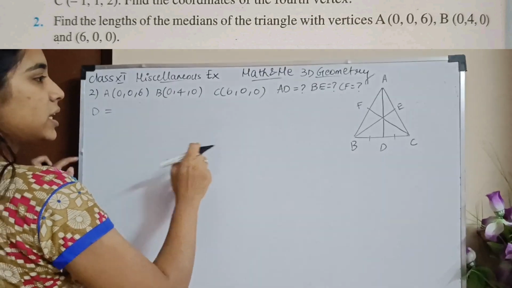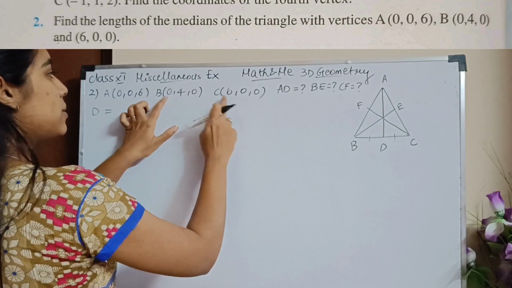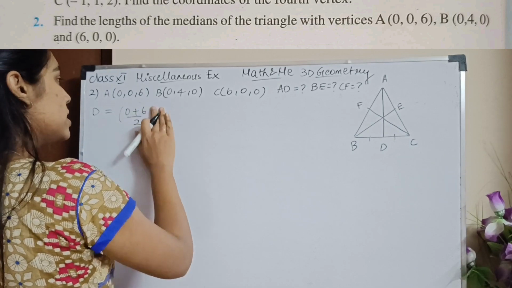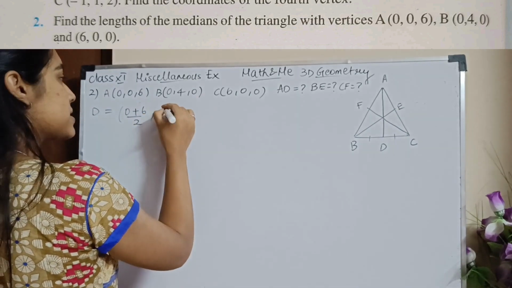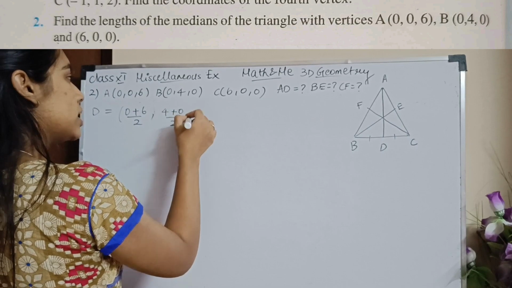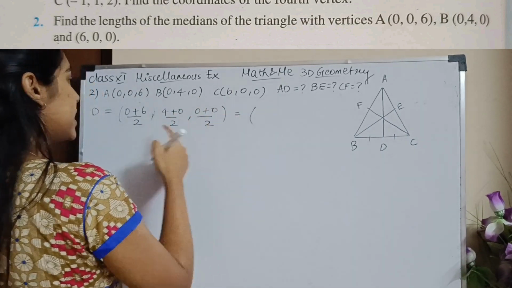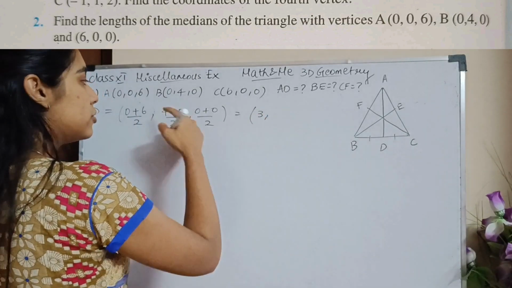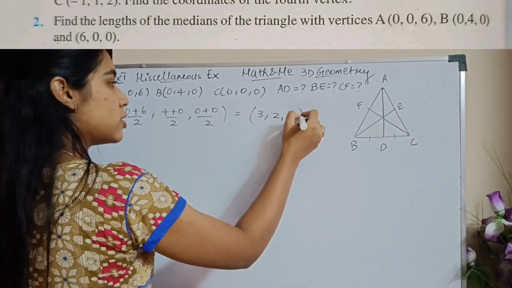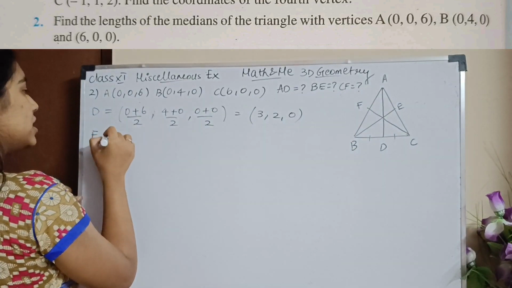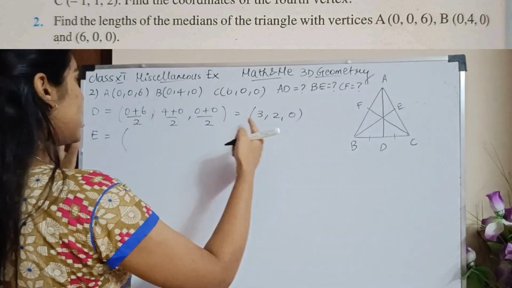Now the coordinate of D, midpoint of BC, is x1 plus x2 divided by 2, which is 0 plus 6 divided by 2, comma, y coordinate, 4 plus 0 divided by 2, comma, z coordinate, which is 0 plus 0 divided by 2. Very simple. So 6 by 2 is 3, 4 by 2 is 2, 0 by 2 is 0. So I found the coordinates of D. Now I need the coordinates of E. What are the coordinates of E? E is the midpoint of AC. So these two.